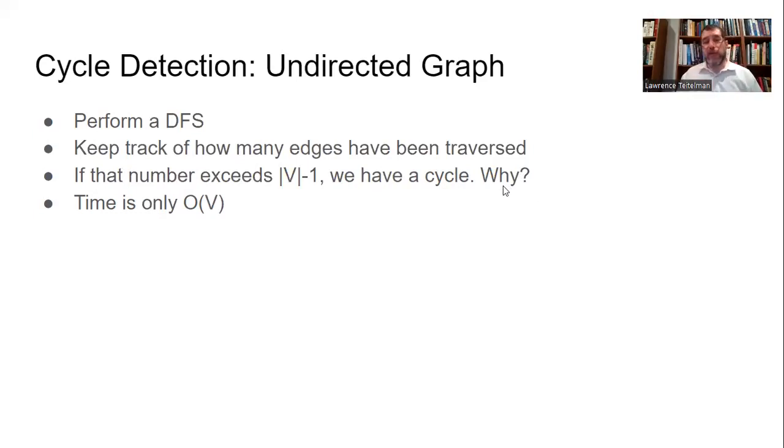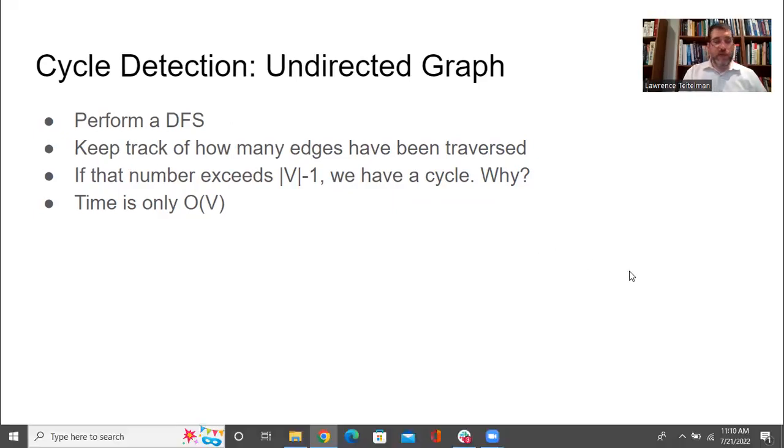Everyone know what a tree is in computer science? How many edges are in a tree? If a tree has V vertices, how many edges?